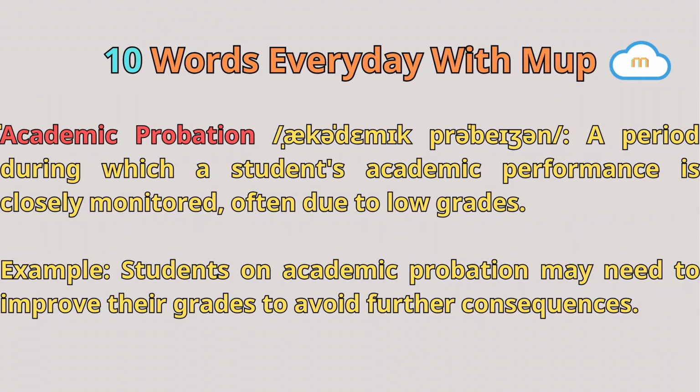Academic probation. Definition: a period during which a student's academic performance is closely monitored, often due to low grades. Example: students on academic probation may need to improve their grades to avoid further consequences.